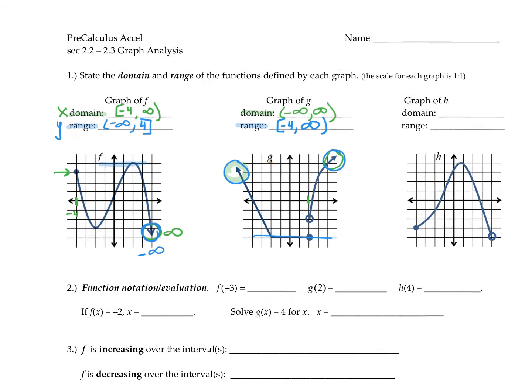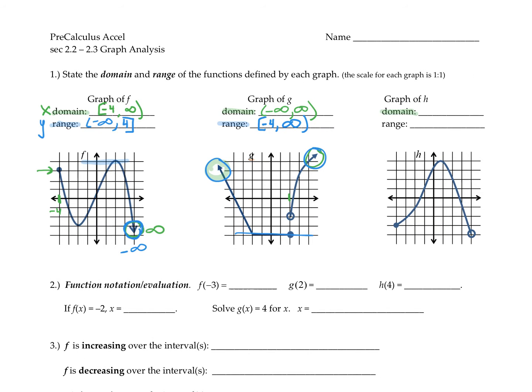For H, the domain, left side, and it is a continuous function, so 1, 2, 3, 4. So -4, and it's included. 1, 2, 3, 4, +4, and it's not included because it's an open circle. My range, the lowest point here at -4 is also not included. And my highest point here at 4 would be included.